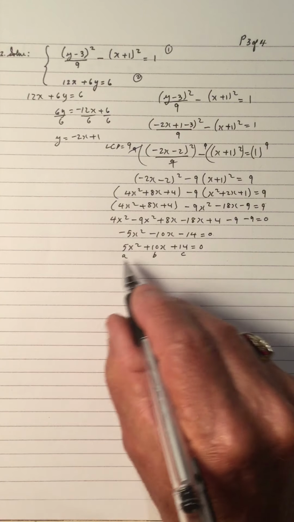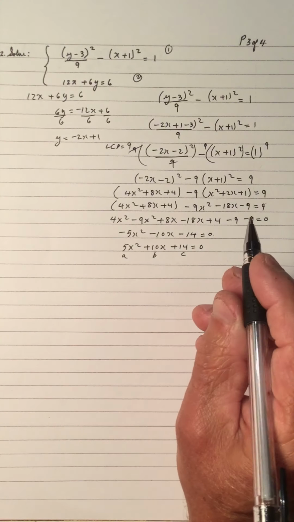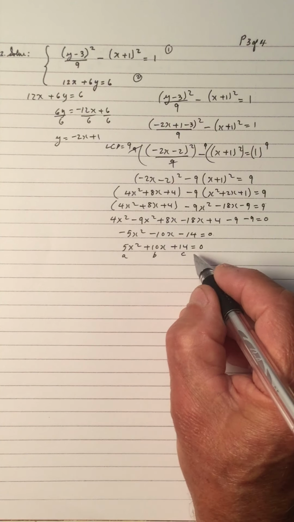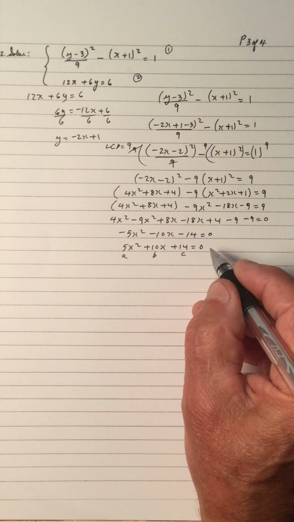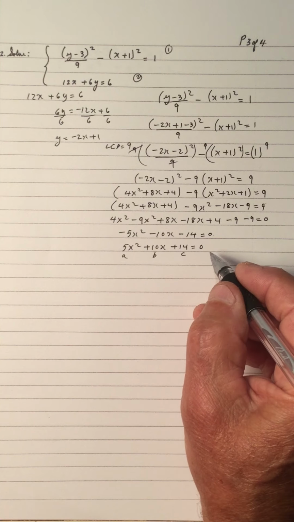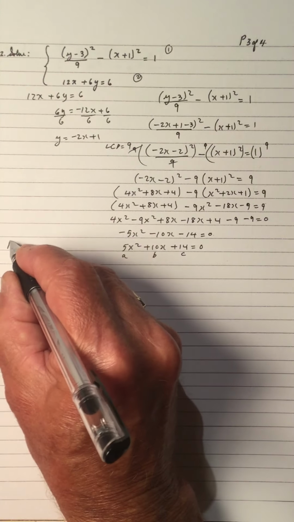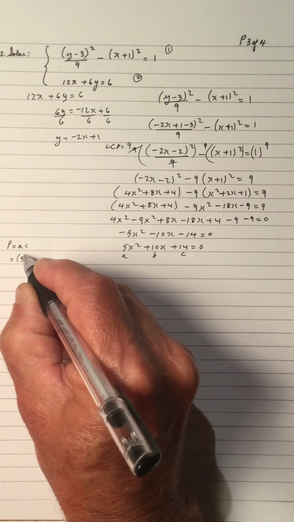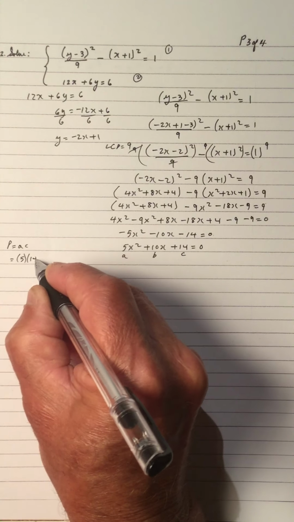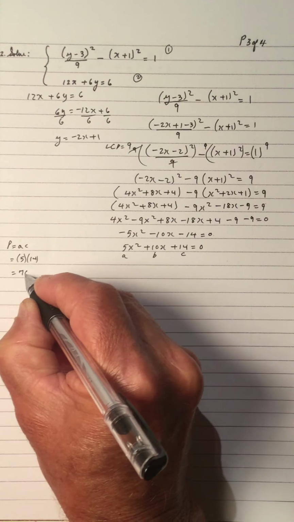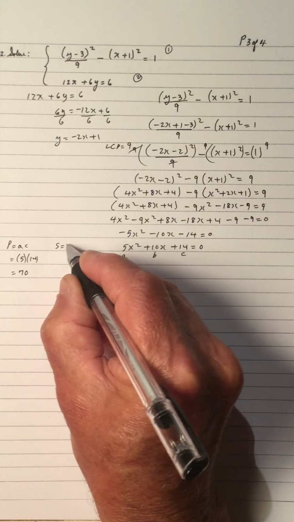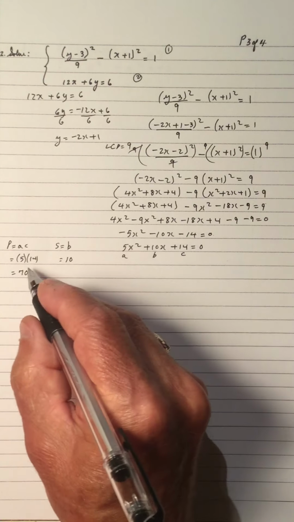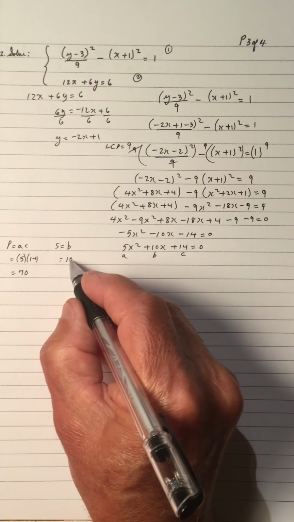So solving this, I can do it 2 ways. I can try to factor, or I can definitely use the quadratic formula. Let's just try to factor it first, see if we can factor. The product is A times C, so it's 5 times 14, so the product is 70. The sum is the B, which is in the middle, so the sum is 10. So the factors of 70 need to sum up to give you 10.